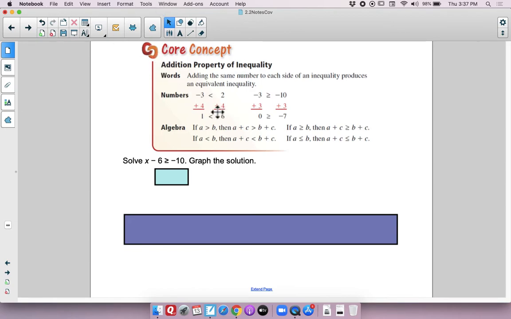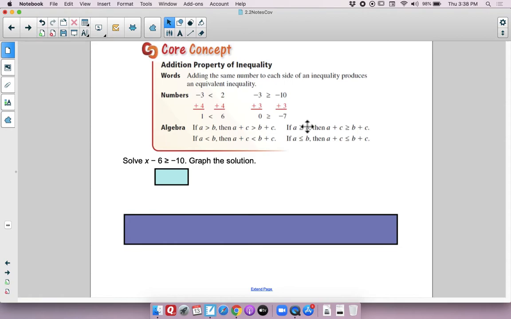If we have negative 3 is less than 2, and we decide to throw 4 onto both of those sides, that's going to become 1 on the left side, and on the right it's going to become 6. Is it still true? Is 1 less than 6? Absolutely. And then here's another one with negative 3 greater than or equal to negative 10. Remember the negatives, you've got to be careful. What looks smaller is actually bigger. So we add 3 to both sides. We get 0 is greater than or equal to negative 7.